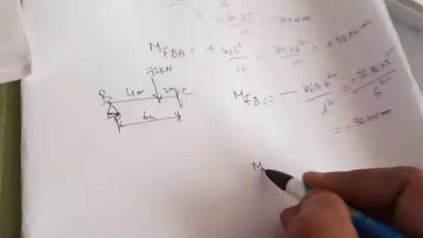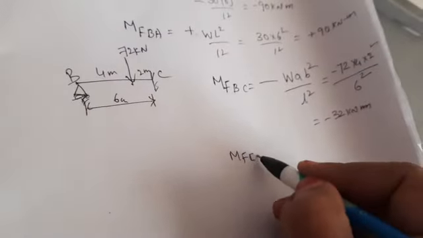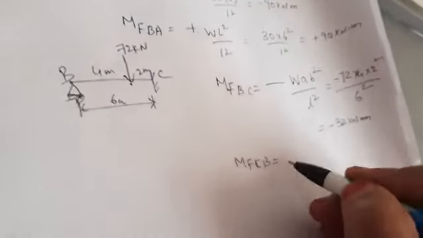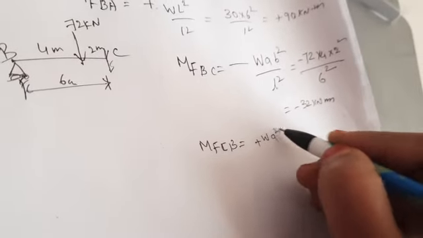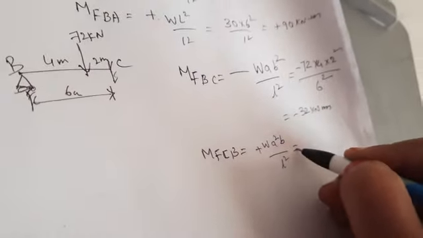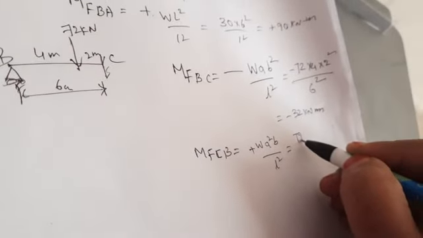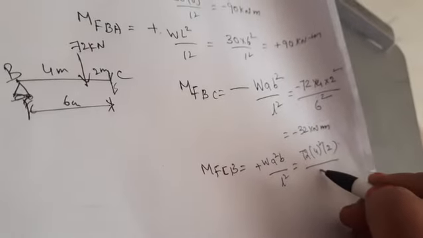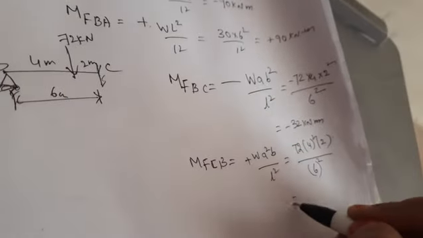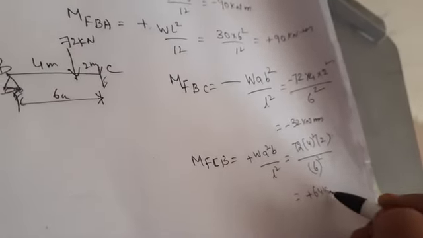Next we have to calculate MFCB. BC is negative, CB is positive, plus W A square B by L square. Then we substitute the values. W is 72 into A is 4, B is 2, divided by 6 square. Then we will get plus 64 kilonewton meter.